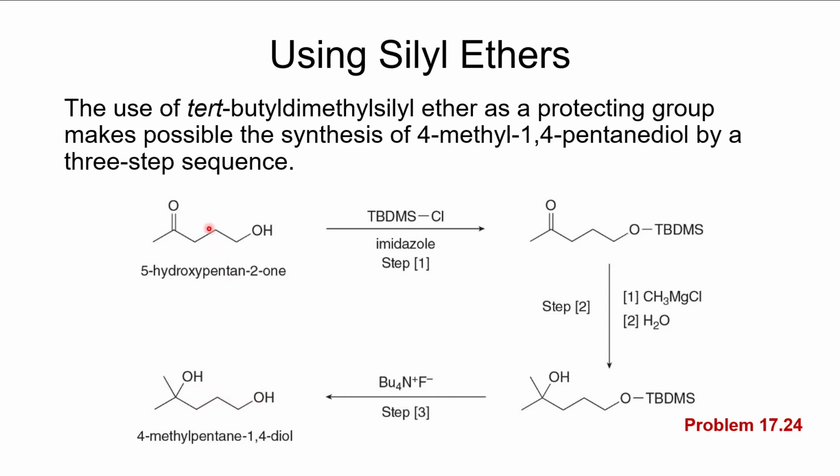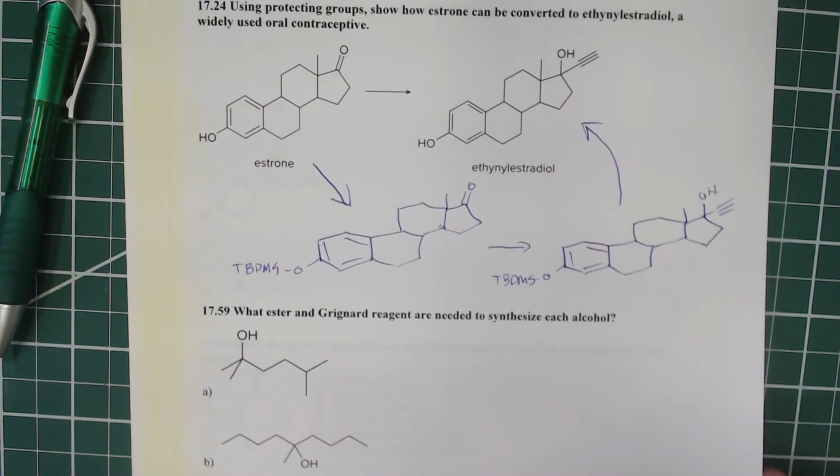This would have been impossible to go directly from here to here, but because of our protecting group chemistry, we can do this. This is a very important concept. Anybody who does any sort of serious organic synthesis ends up doing this. So protecting group chemistry is a big deal. So let's look at number 24 on the in-class assignment.